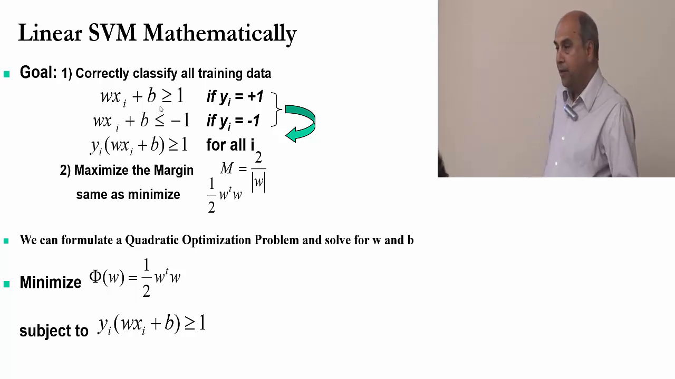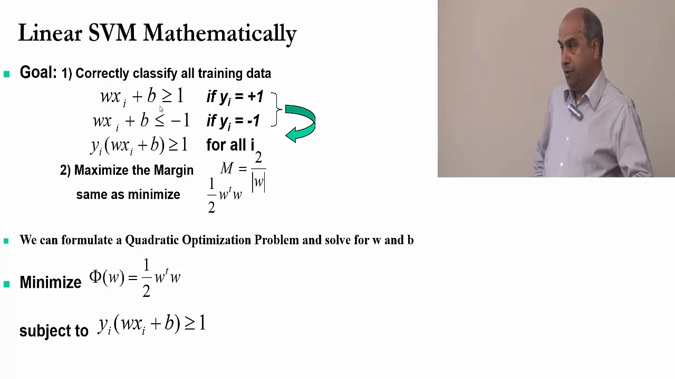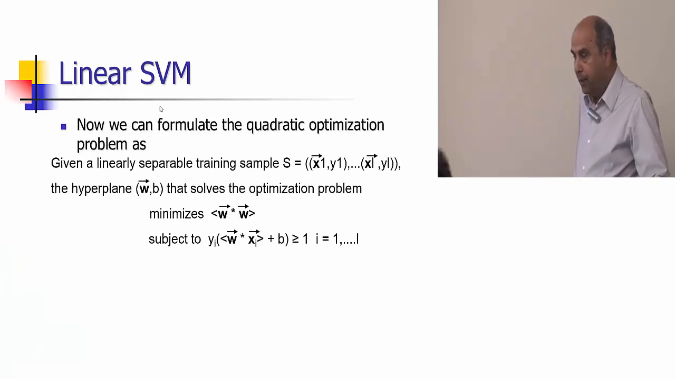So in a way, you can just use this in your quadratic programming command in MATLAB. It should find you the w and the b. So that is the starting point, which is simple.